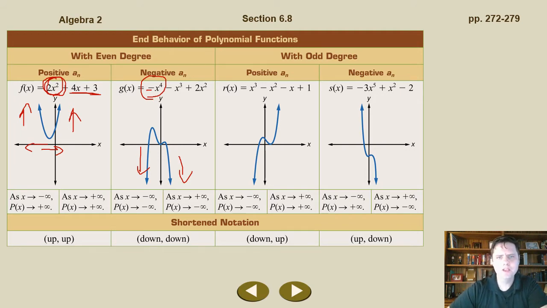Notice here when we have an odd power, here we have a 3, and here we have a 5, we have opposite end behaviors. One goes down, the other one goes up. If this is positive, then whenever we're in the negative region of x, it's approaching negative infinity, but when we go to positive x, it approaches positive infinity. But if we put a negative in front of it, it just flips that. So then it's positive infinity when x is negative, and negative infinity when x becomes positive.